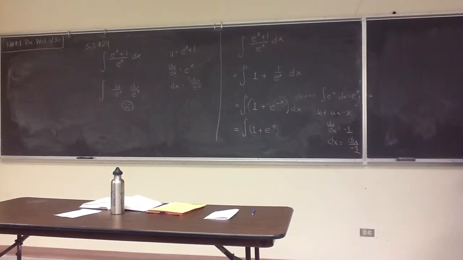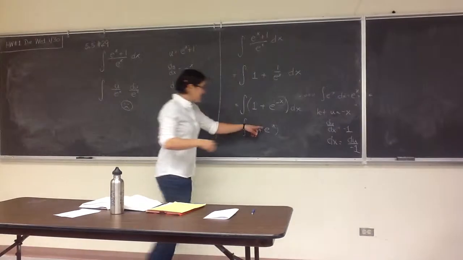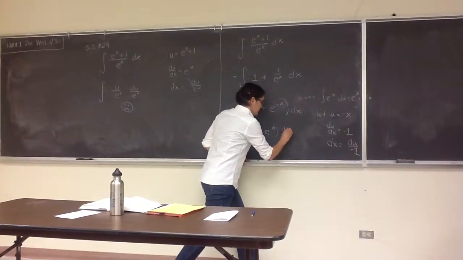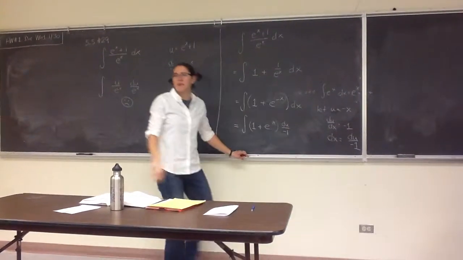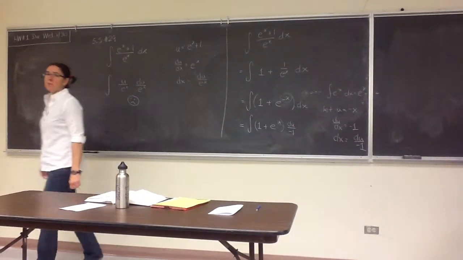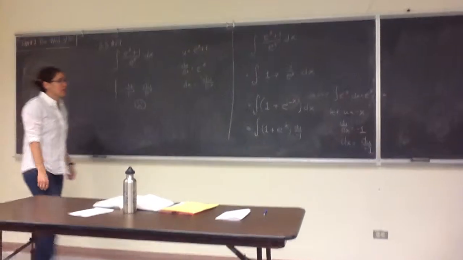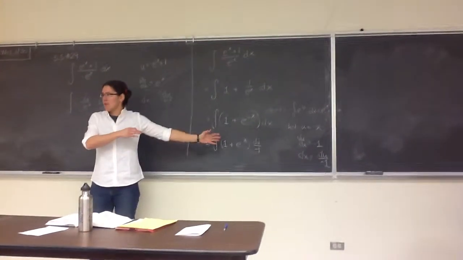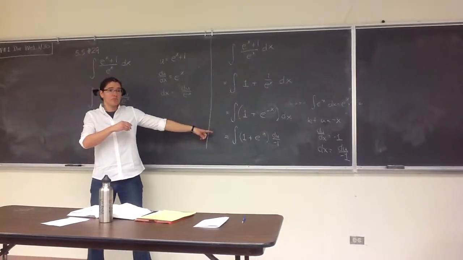Okay, great. So we have 1 plus e to the u, and that dx I'm going to replace with du over negative 1. Could you just put negative du? Absolutely, that's exactly the same thing. Yep. Okay, so life is good. We've gotten rid of all of the x's. Are there any questions on getting to this point?